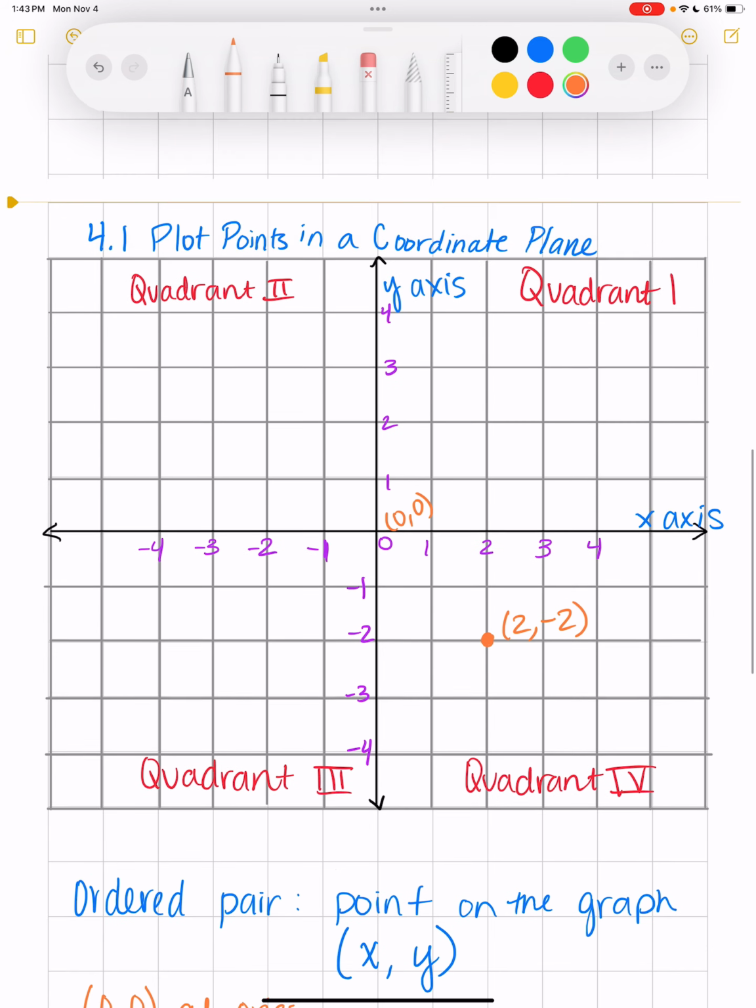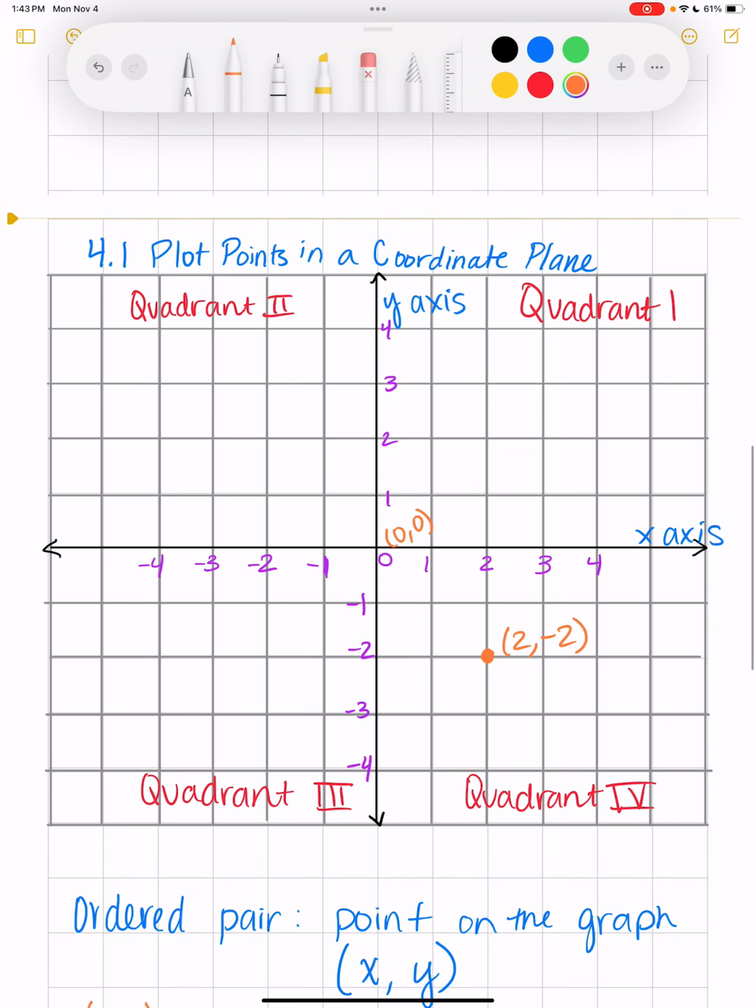In quadrant 1, the x values are positive and the y values are positive. So when you have your ordered pair, it should be 2 positive numbers. So it'll be positive, positive. In quadrant 2, so over here, x values are negative because x is going this way. So these are negative numbers, but the y values are positive. So this is going to be a negative x number and a positive y number.